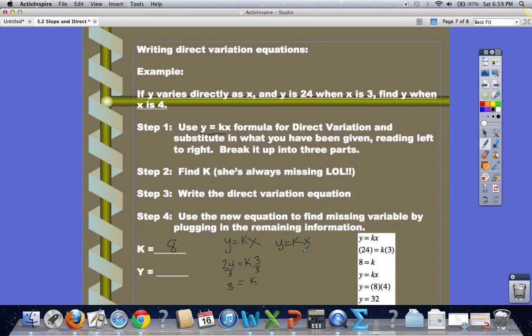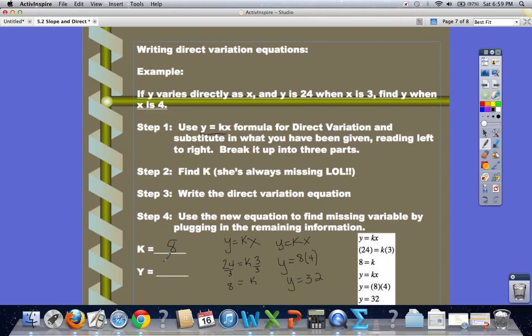Now we know what k is, so I'm going to put that in my problem. But now it says up here, find y. That means we don't know what y is, so leave it alone, when x is 4. Okay, so now I'm going to put 4 in for x. You just multiply those two. Y is going to be 32.